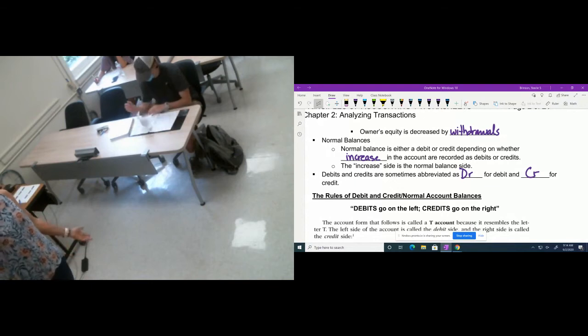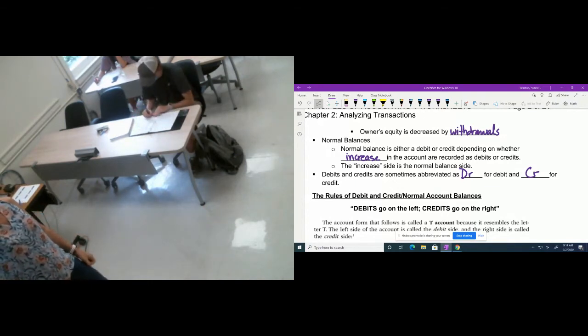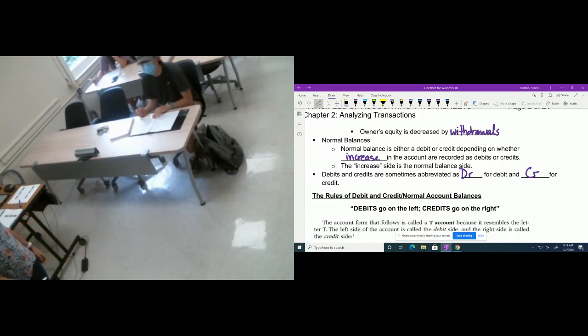All right, and just for your reference, because they have some things like this in homework, if you see these abbreviations, it's debit and credit. Why is it DR for debit? I don't know. It's a Latin word, I think.